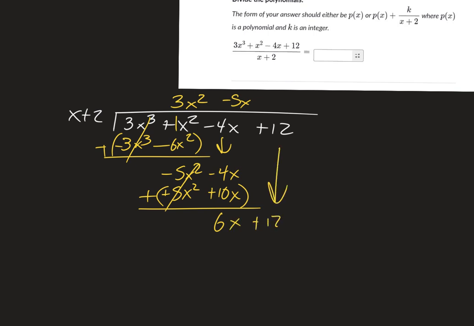Bring down the 12. Once again, what times x makes 6x? Well, that would just be a 6. So positive 6, distribute that. 6 times 2 is 12. And what do you know? This is a nice, beautiful problem because the remainder is 0. So we're going to just write this as our answer, and we'd be done. But let's go on the next slide and see if we could have done this using synthetic.